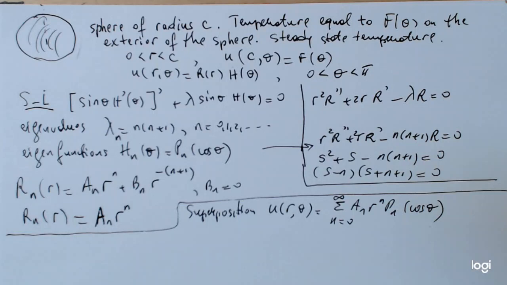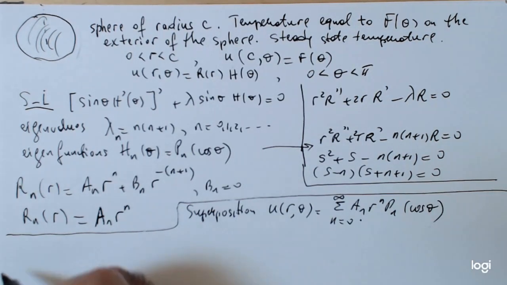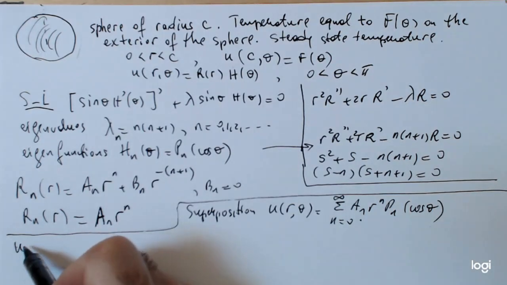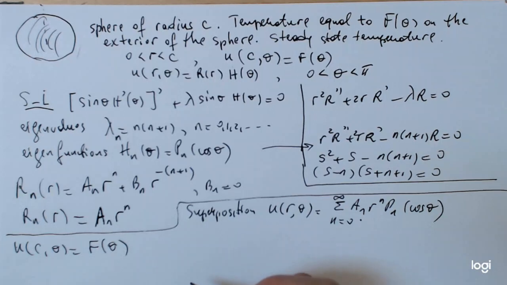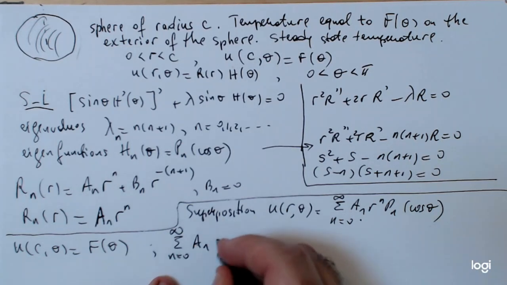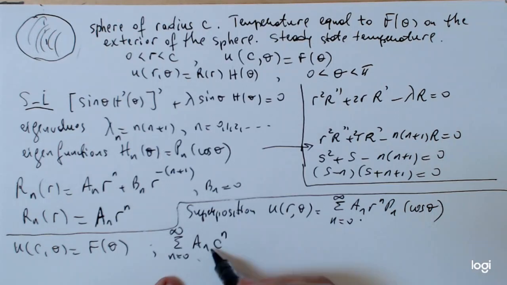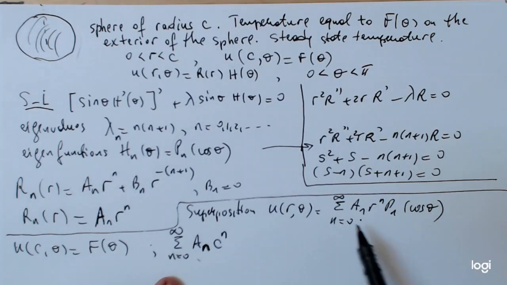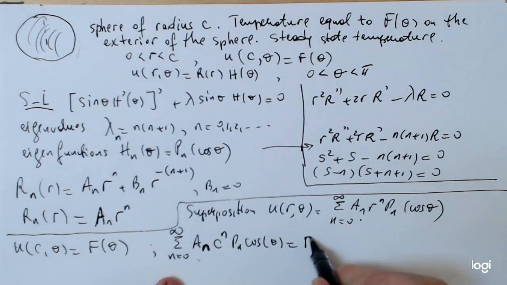And the last thing to do is to find an by imposing the non-homogeneous condition. So now from u of c, theta equals some function of theta, we get that the summation from 0 to infinity of an c to the n. Notice there's that c to the n, which is part of the full coefficient of this series. c is a natural number, right? And then Pn cosine of theta, this needs to be matched with f of theta.